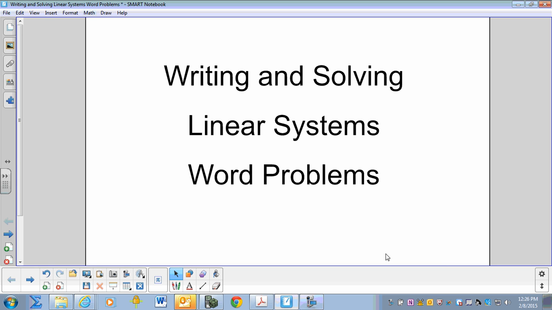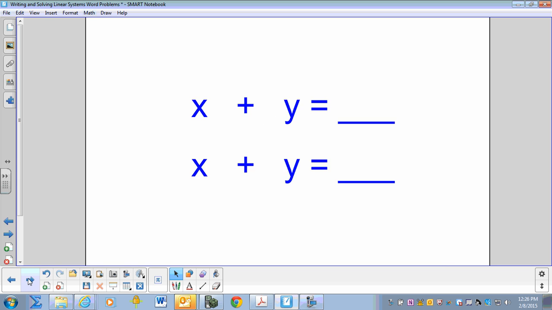Writing and solving linear system word problems. We'll be writing linear systems in standard form to solve word problems. We'll be using the template x plus y equals a number, x plus y equals a number.